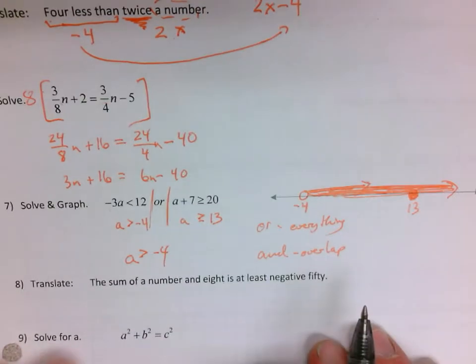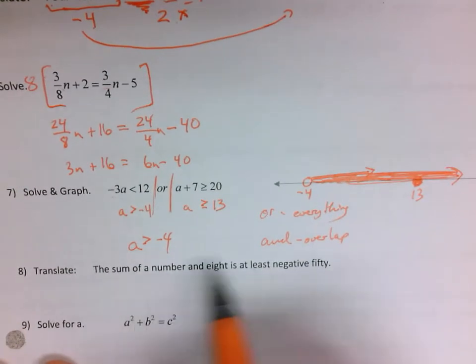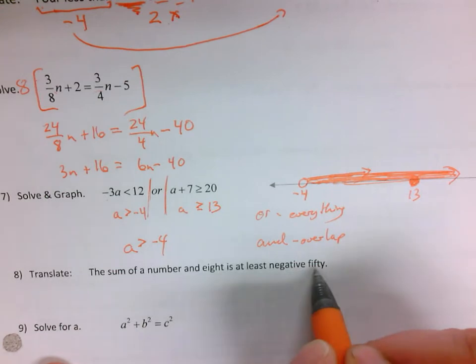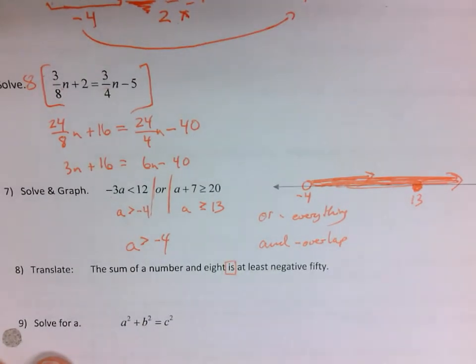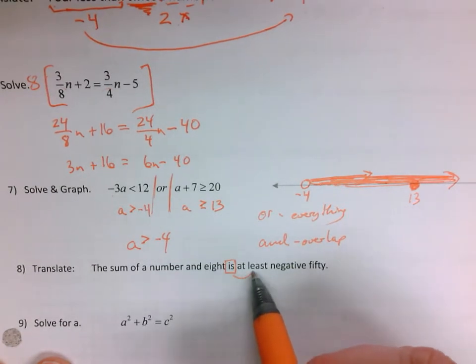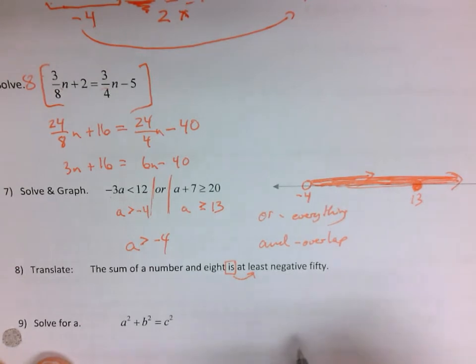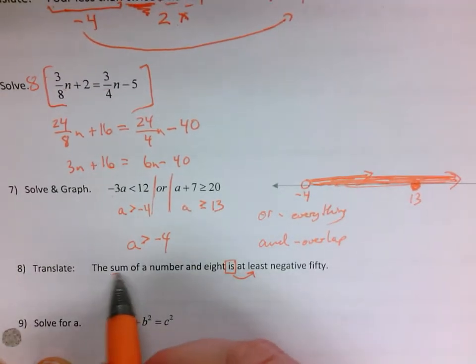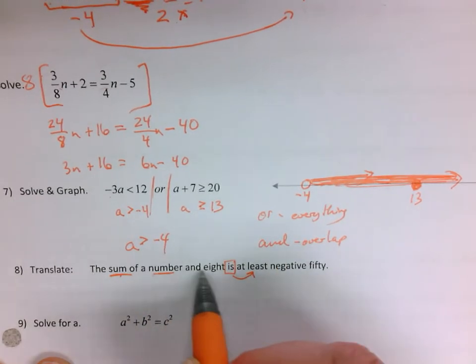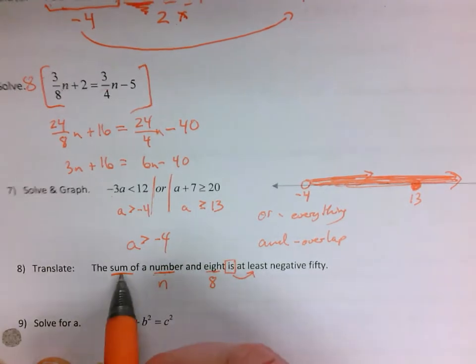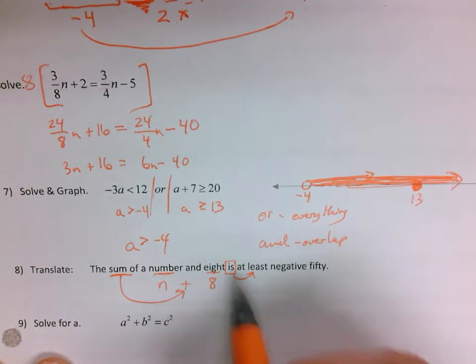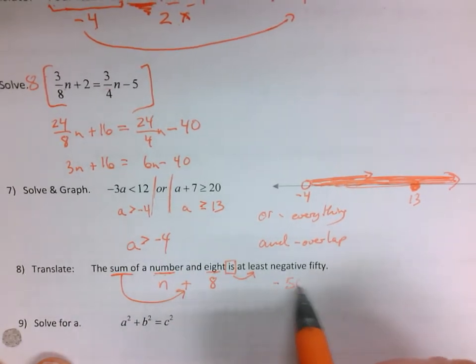It makes a difference. The sum of a number and 8 is at least -50. "Is" is where my equal sign normally would be, but since it says at least, it's not saying is -50. It says is at least. That's an inequality. The sum of a number and 8, I can put in an 8. A number and sum means plus. At least -50. So I get this much of my structure together.